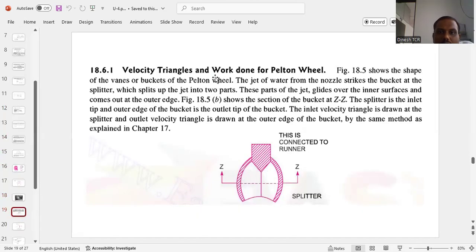Now we are going to see velocity triangles and work done for the Pelton wheel. As you are aware, the velocity triangles of a turbine consist of absolute velocity, flow velocity, whirl velocity, and relative velocity at inlet as well as at outlet. The absolute velocity is the velocity with which the jet of water strikes the vane. If the jet strikes at a certain angle, that velocity is resolved into a horizontal and a vertical component. The vertical component we call the flow velocity, whereas the horizontal component we call the whirl velocity, and the angle is alpha.